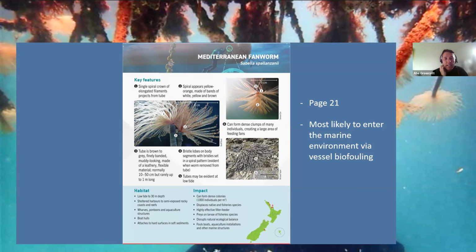It can be quite large. The tube can be up to a meter long. And they can form very dense aggregations, up to 1,000 individuals per meter squared. And I'm a bit like a broken record here, at sheltered locations without too much wave action, to survive.